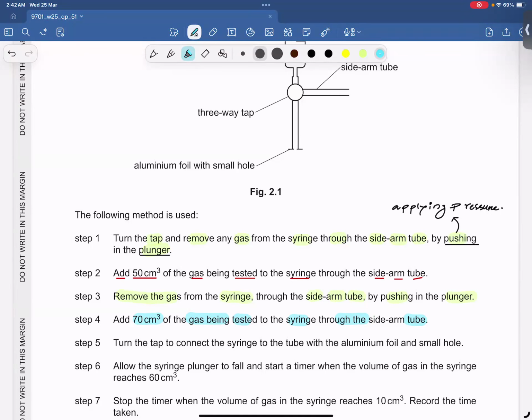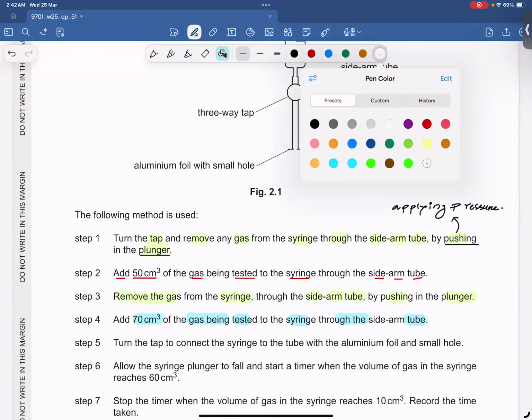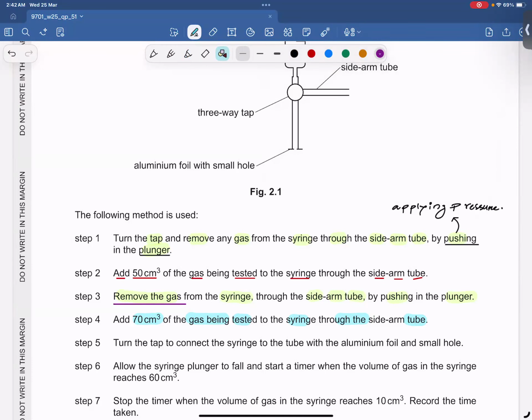So why are we removing it? Now the question is, why is the examiner removing the gas again? Why do we need to remove the gas? We need to remove the gas so that no other gas will remain in the syringe. Or we can write, to avoid any interference with this 70 cm cube of gas. This part is tricky. Okay.